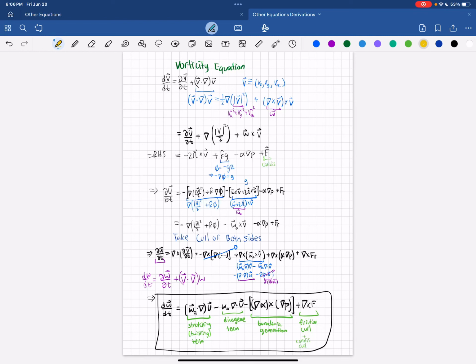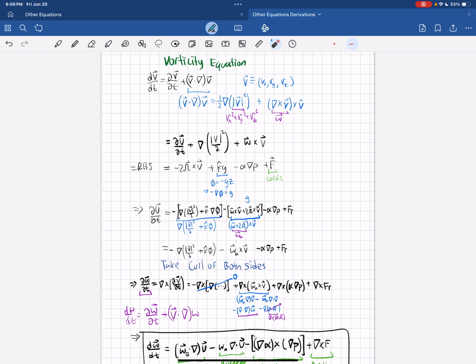Alright, today we'll be deriving the vorticity equation and then the divergence equation. In a previous video I showed the derivation for the momentum equation, and that equation has a left-hand side and a right-hand side. The left-hand side is the total derivative of velocity. Here I've changed my notation a little bit.